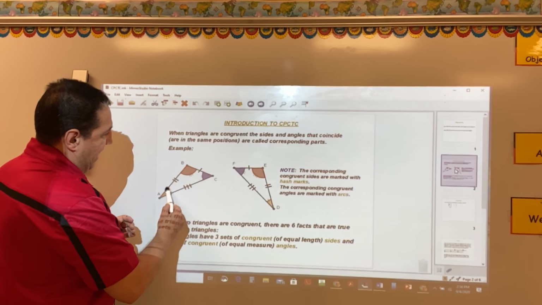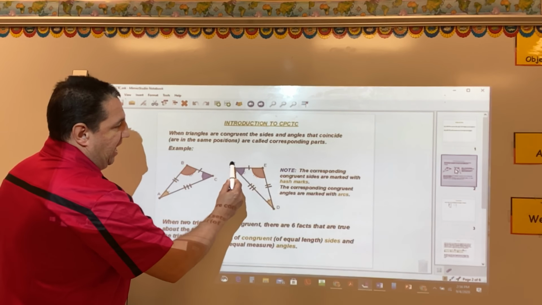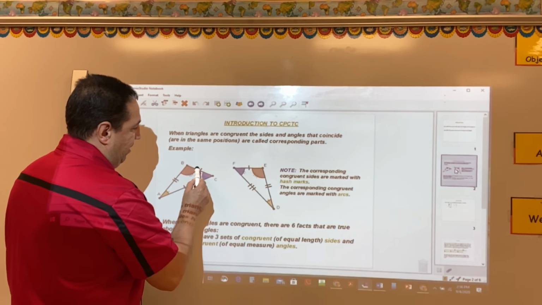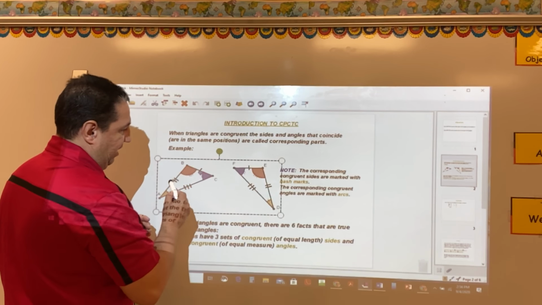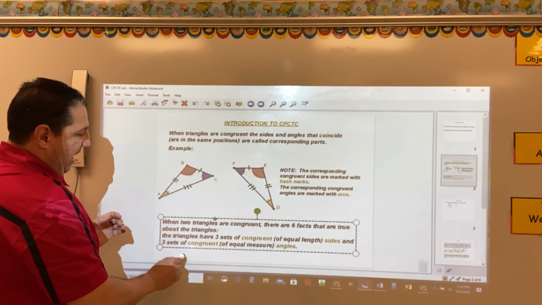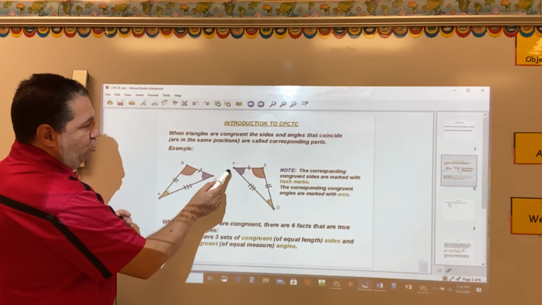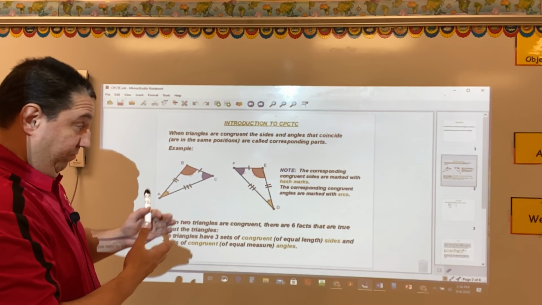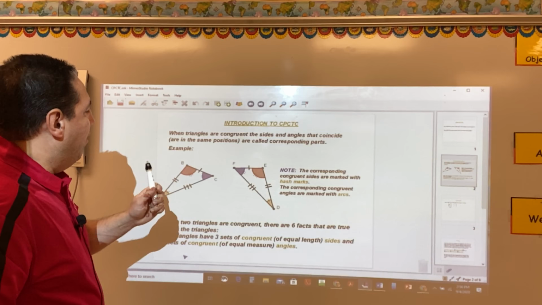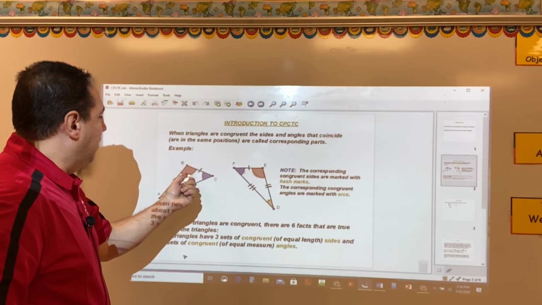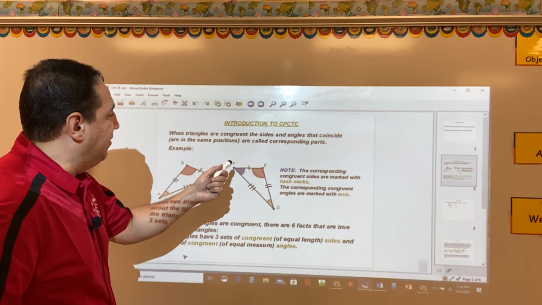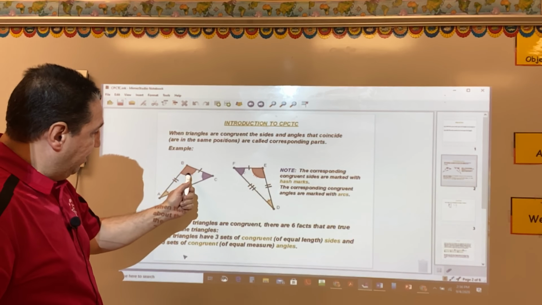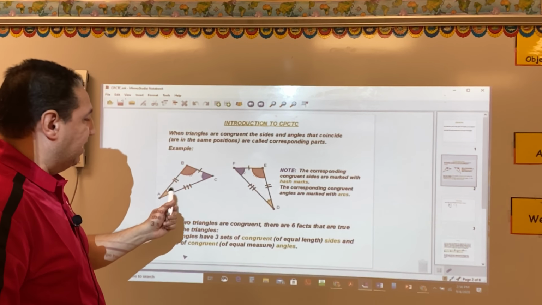Also, BC is congruent to EF, because they have the same number of markings. And AC is congruent to DF for the same reason. Angles B and E are congruent because they have the same number of markings, and so on.